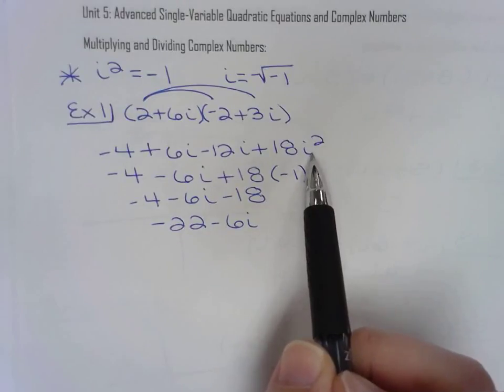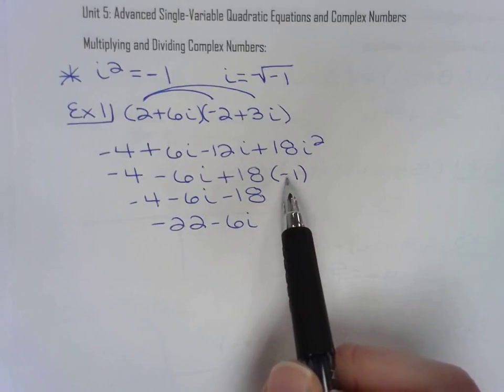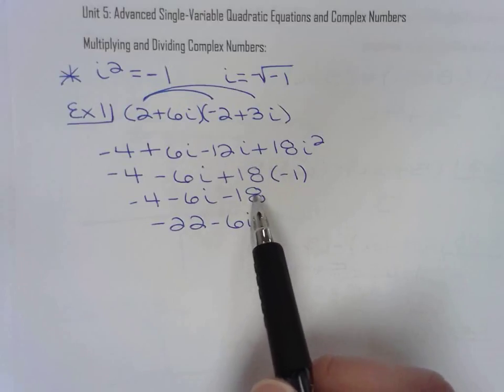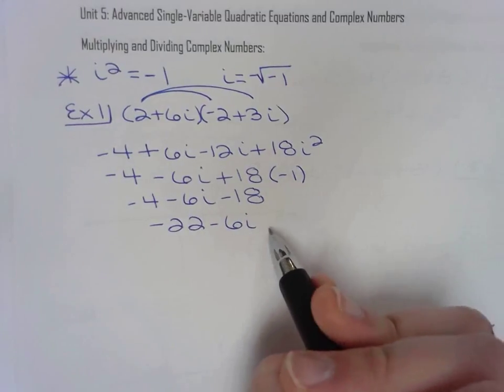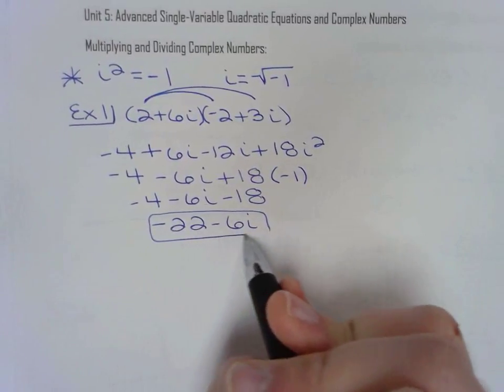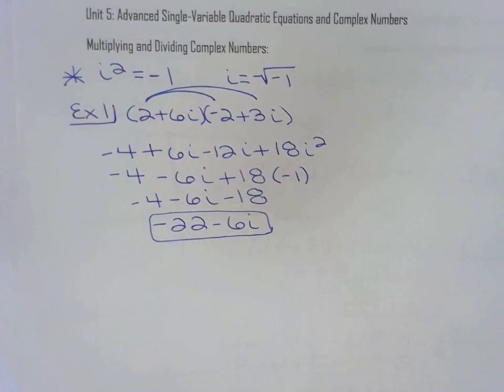So, let me go through this again. Anytime you get an i squared, you plug a negative 1 in, and then you just multiply. 18 times negative 1 is negative 18, and then you can do negative 4 minus 18, which is negative 22. I want the i second. So your real part comes first, and then your imaginary part. Alright. Well, that's okay.